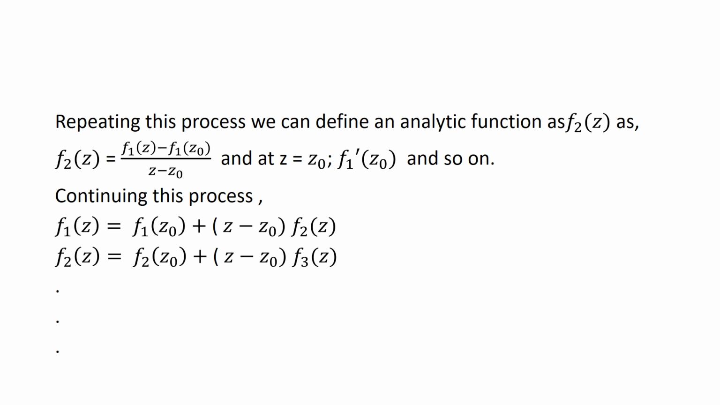Repeating this process, we can define another analytic function f₂(z) as f₂(z) = (f₁(z) − f₁(z₀))/(z − z₀) for z not equal to z₀, and at z = z₀, f₂(z₀) = f₁′(z₀), and so on. Continuing this, we can write f₁(z) as f₁(z₀) + (z − z₀) f₂(z), and f₂(z) as f₂(z₀) + (z − z₀) f₃(z), and so on.